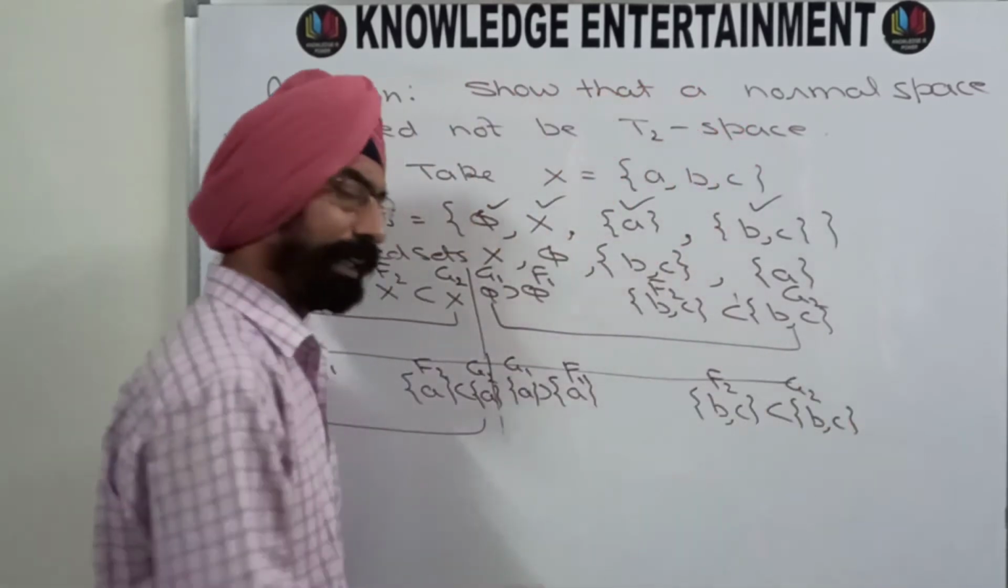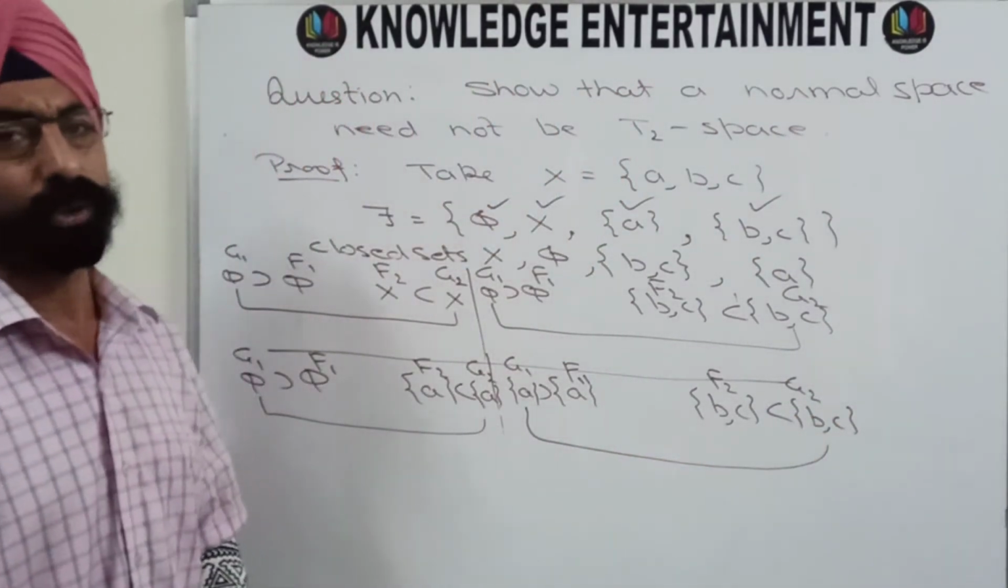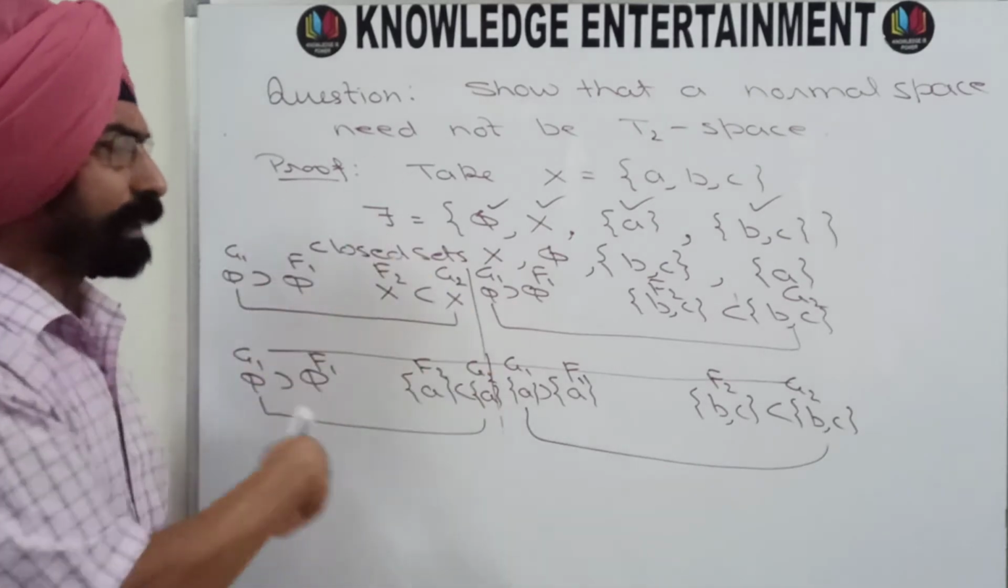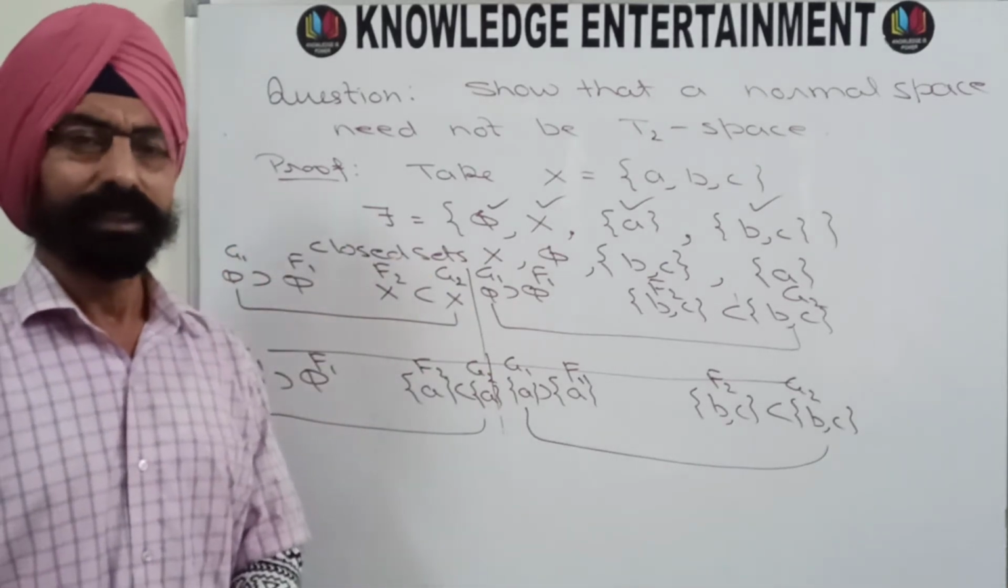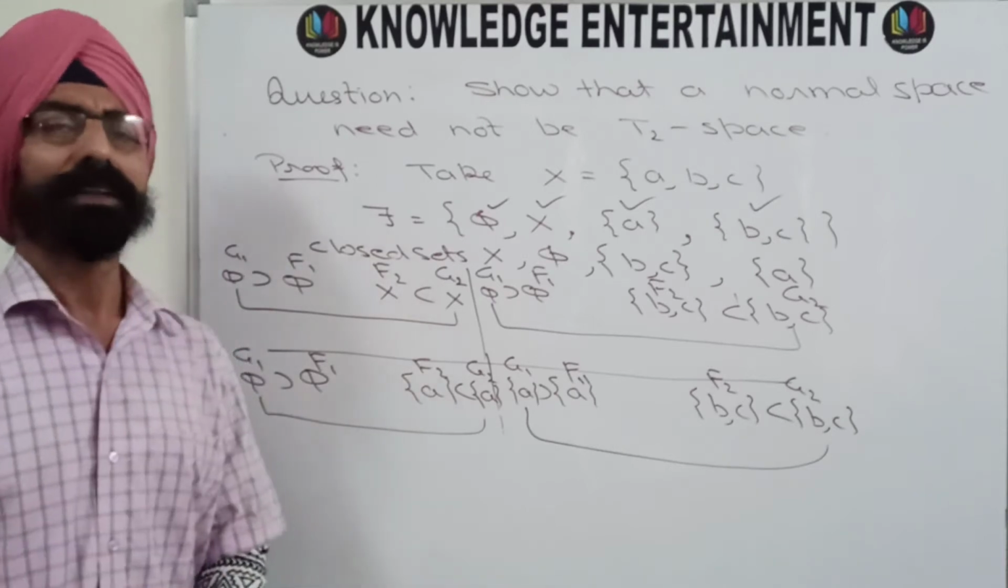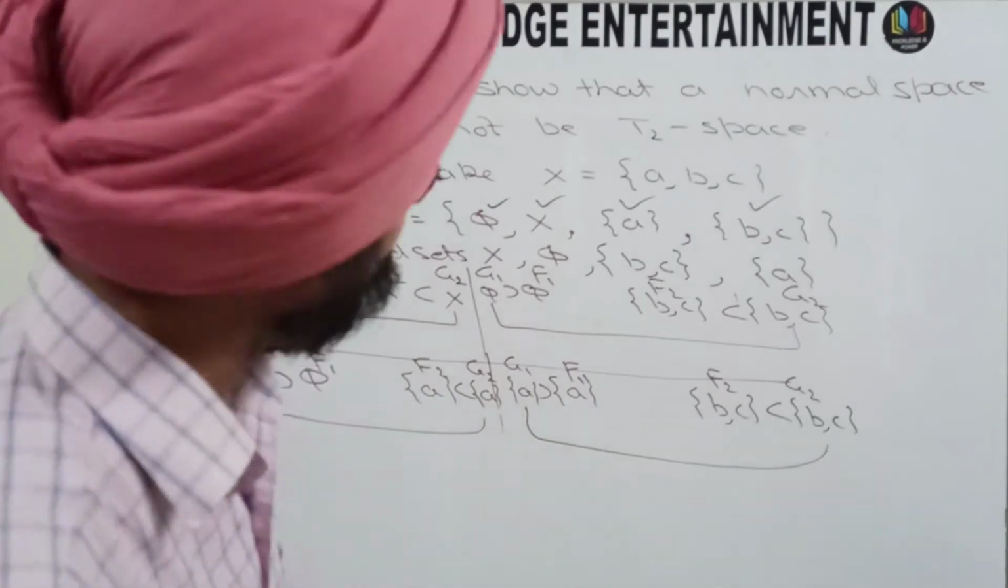So F2 is contained in G2. And G1, G2 forms a pair of disjoint open sets. So you are having in all these four cases a pair of disjoint open sets containing the given pair of disjoint closed sets. So the space is normal, is very, very clear.